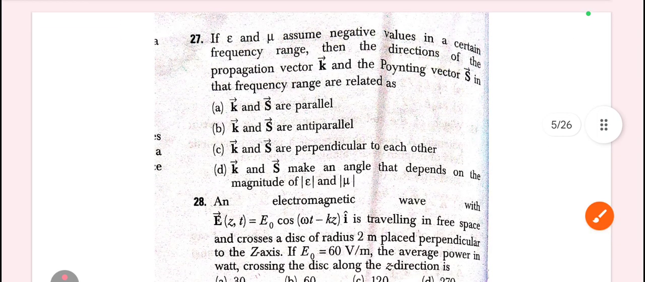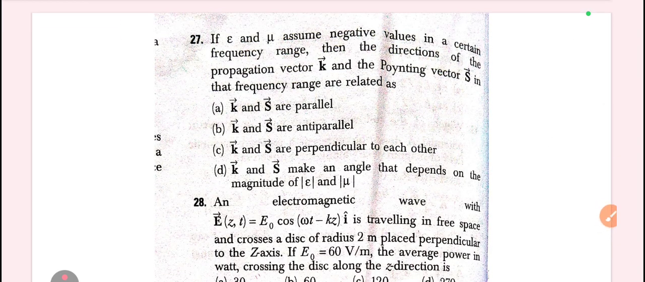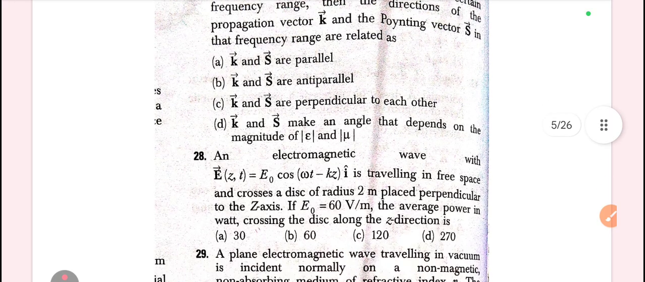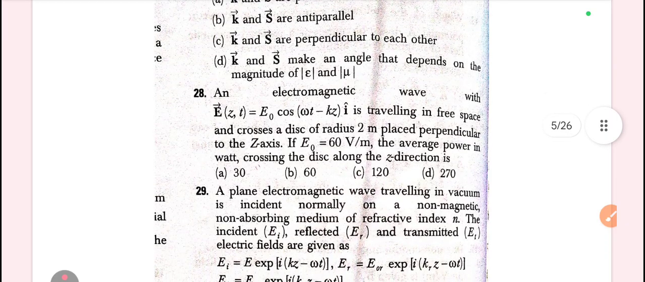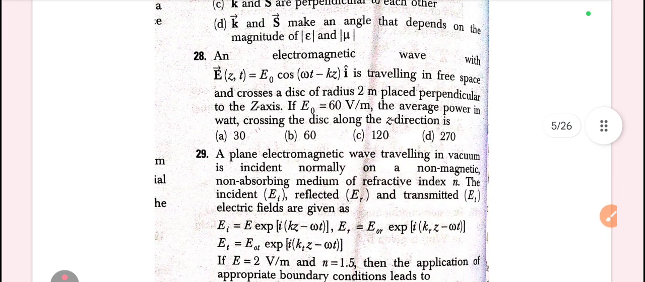Question number 27. Read the question by yourself. The right option is K and S are anti-parallel. Here again we have a question. Question number 28.